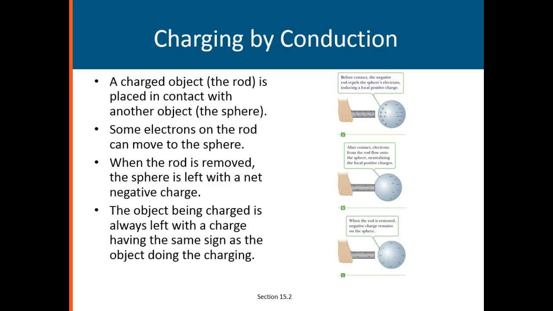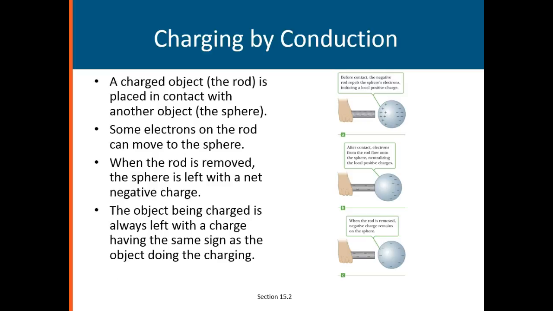So once they touch, some of the electrons from the rod move to the sphere, making the sphere slightly negative, making the rod less negative, but still slightly negative. When the rod is removed, the sphere is left with a net negative charge, and the rod has a lesser negative charge, but still has something. The object being charged is always left with a charge having the same sign as the object doing the charging.